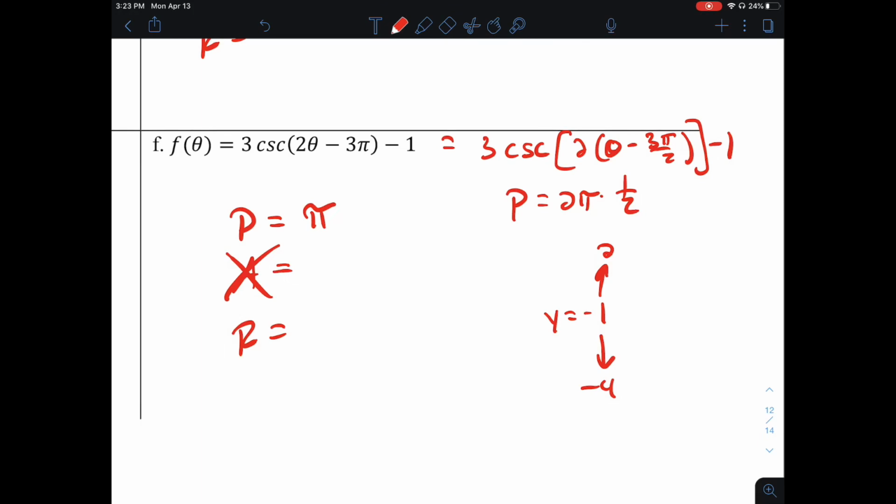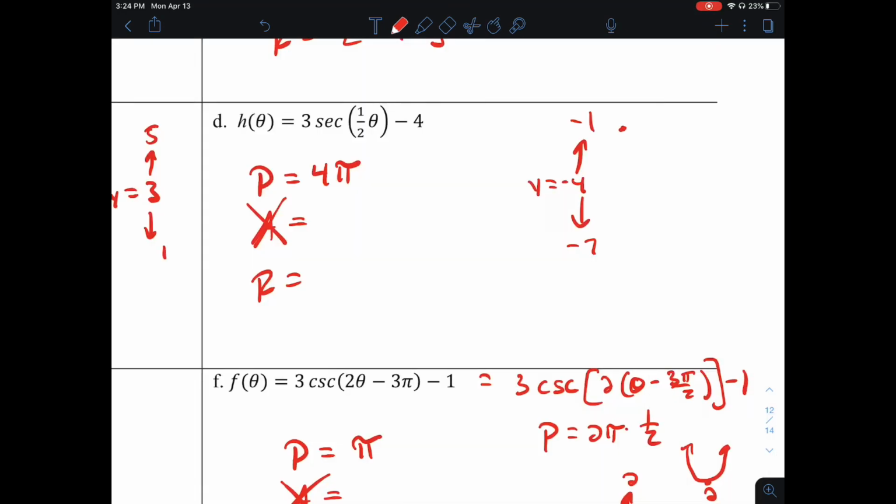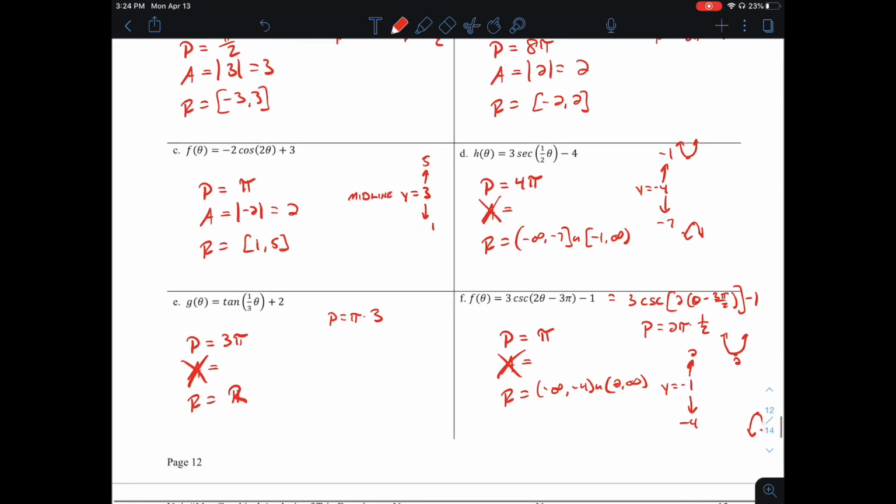If this goes from -4 to 2, that means that we have a dot up here at 2, and it goes up from there, and there's a dot down here at -4, and it goes down from here. So this range is going to go from -infinity to -4, and then pick up again at 2 and go to infinity. That's how D would work as well. So there's going to be a dot at -1 and go up. There's going to be a dot at -7 and go down. So the range for this is -infinity to -7 inclusive, and then from -1 to infinity. Forgive me for that.